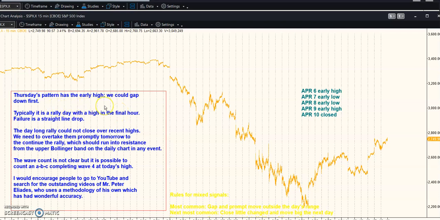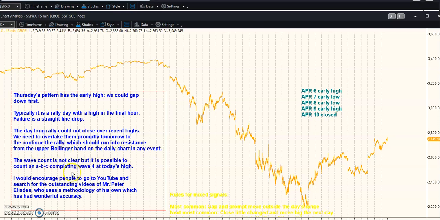Well, Thursday's pattern has the early high. It doesn't mean you won't gap down. Typically it's a rally day with a high in the final hour. Failure is a straight line drop. We had a day-long rally, couldn't close over recent highs. That's what it has to do to show it accomplished something. Need to overtake it promptly tomorrow to continue the rally, which should run into resistance from the upper Bollinger Band in the daily chart in any event.